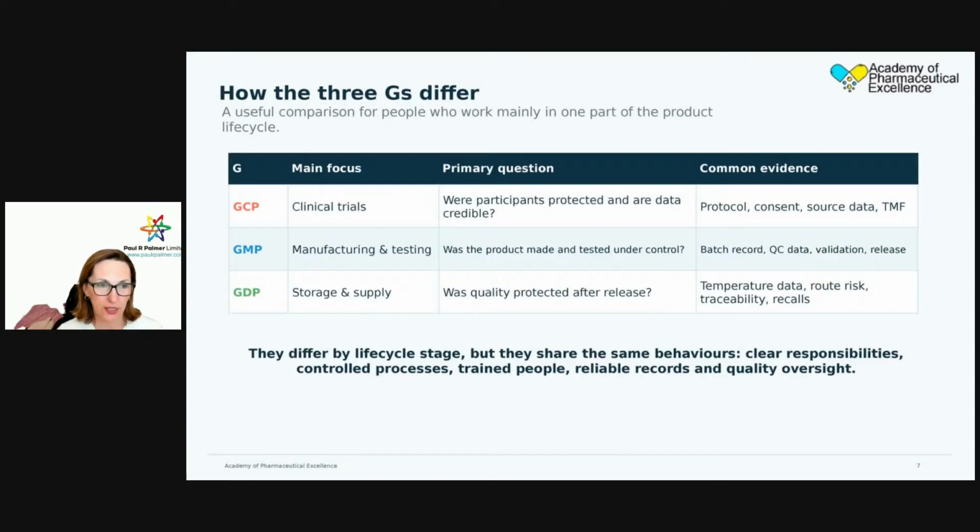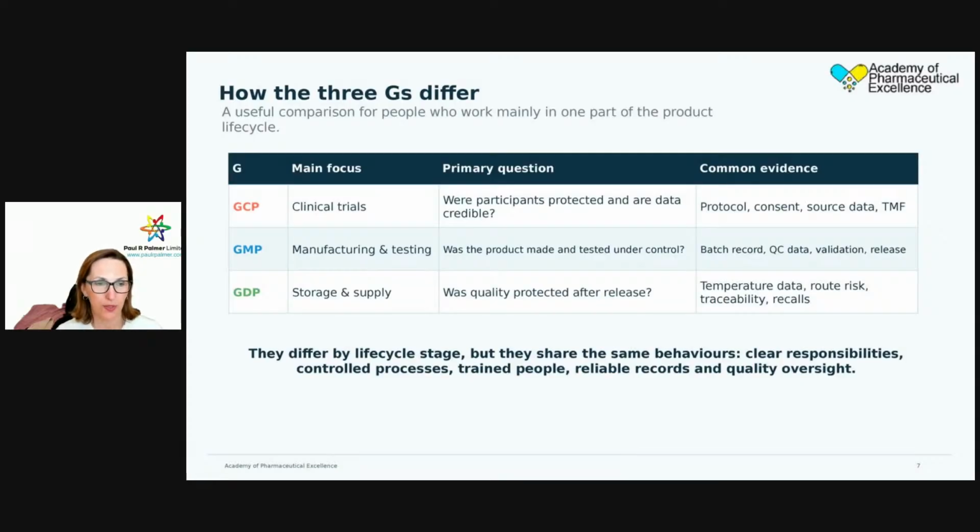And then GDP focuses on storage and supply. Its primary question is whether quality was protected after release. Its evidence includes temperature data, risk assessments, traceability information, and your recall records.